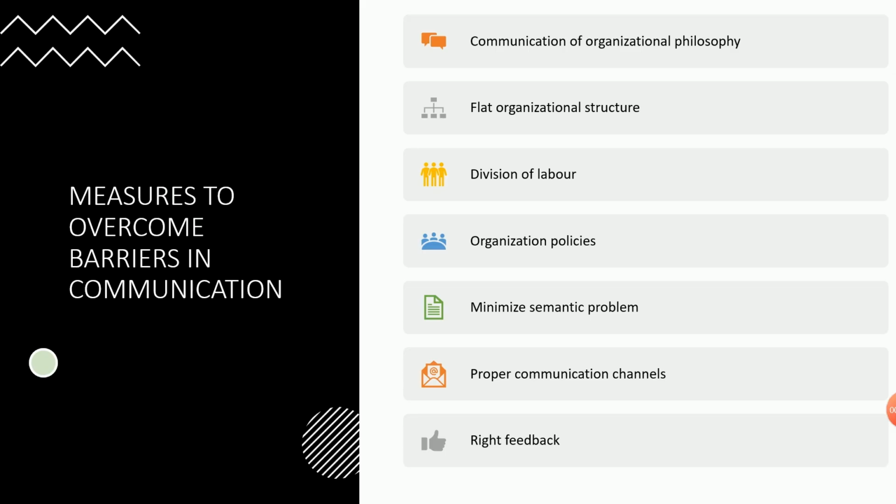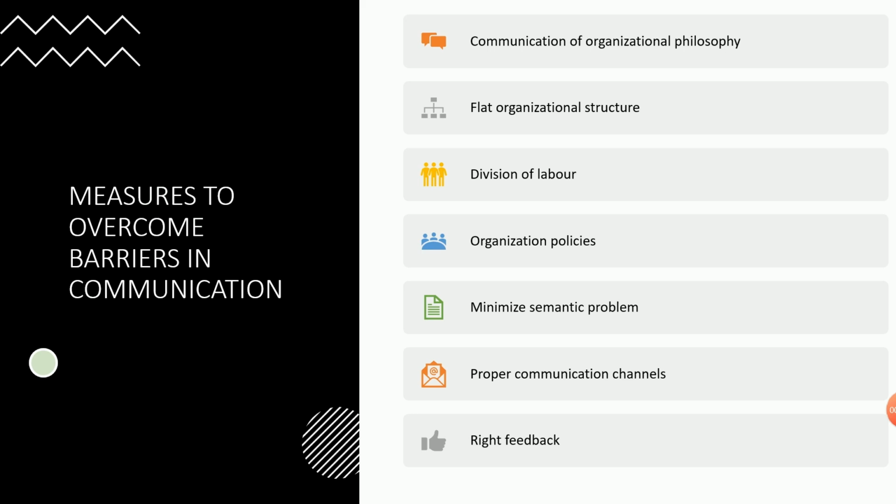And again, communication of organizational philosophy. Whenever I communicate with people, I should have a proper organization-oriented philosophy in my communication when I am talking to a group. Next, flat organizational structure. Flat organization means instead of hierarchy, we have a more group approach. That is a flat organizational structure. And then division of labor. Even if the labor is divided by higher people, it could be called delegation, so delegation of labor also we can say. And then organization policies. Whenever policies are comfortable for the employees, they can communicate freely to the upper management.